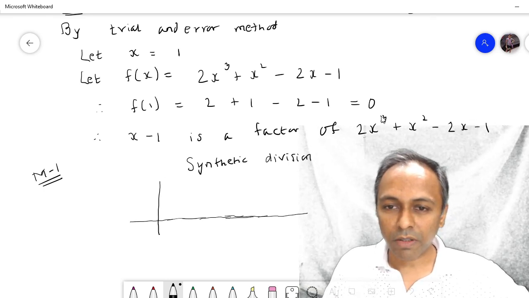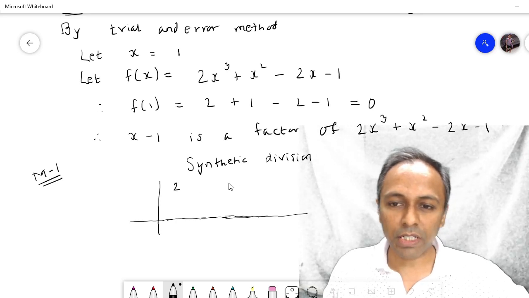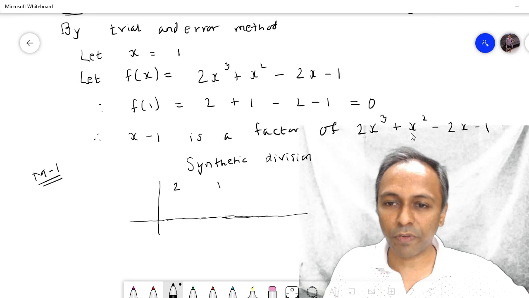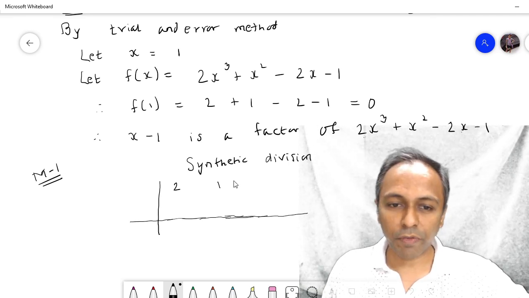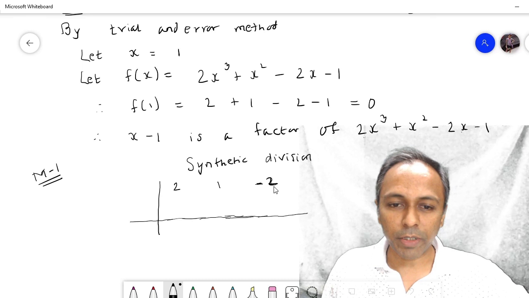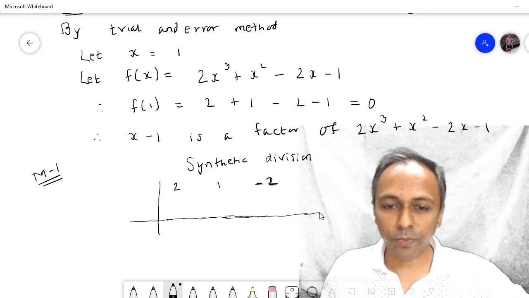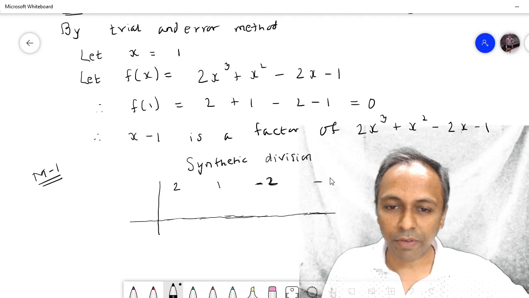The polynomial's first coefficient of x cube is 2. Leave little space and write the next coefficient of x square, which is plus 1. The next coefficient of x is minus 2. If it is negative, better you write with a little bit more space and then write minus 2, just so that they don't mix up. And lastly, again you are having minus 1.